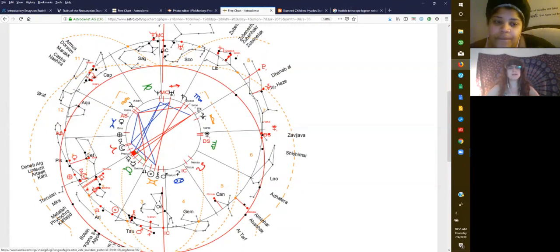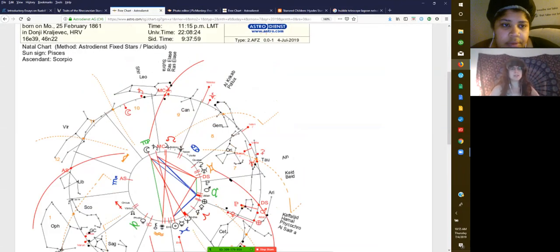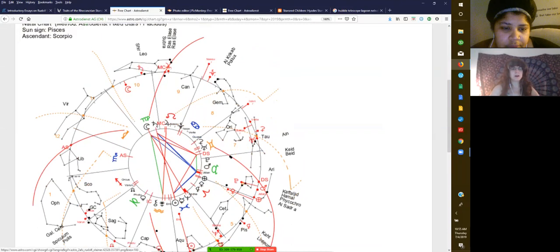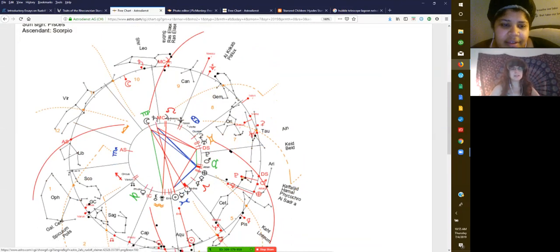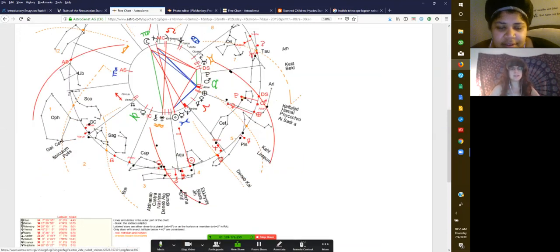Okay, so you see how his ascendant and his descendant make a circle? Isn't that interesting? That doesn't happen all the time. If you look over here, I have a different chart pulled up. This is a little easier because there's no circle. You can see the ascendant, the descendant, the IC, and the midheaven.